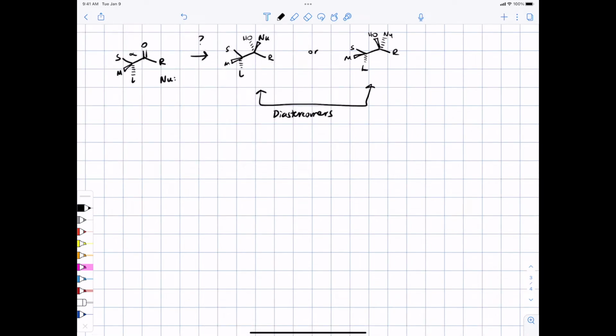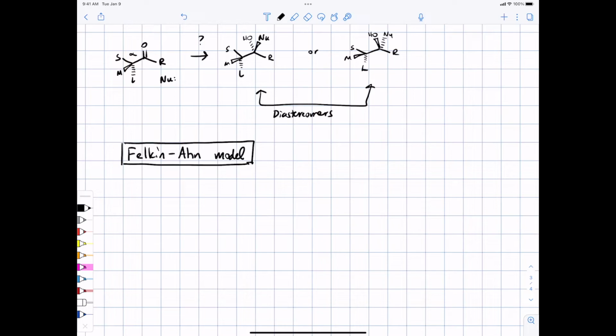So people have tried to rationalize and predict this, and the best, or at least most sophisticated model that seems to work a lot of the time is called the Felkin-Anh model. Physical organic chemists, and organic chemists in general, like named reactions. It's like name dropping, but with molecules and models instead of people.